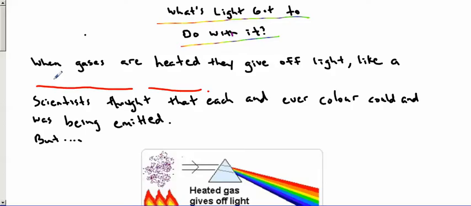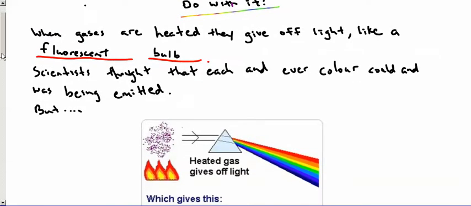All right, still talking about atomic theory. What's light got to do with it? So we'll talk a bit about light. When we heat up a gas, it starts to give off light. An example in your everyday life would be a fluorescent bulb. Yes, a long, skinny bulb filled with, I believe, mercury gas. You heat it up, and soft white light comes out of it.